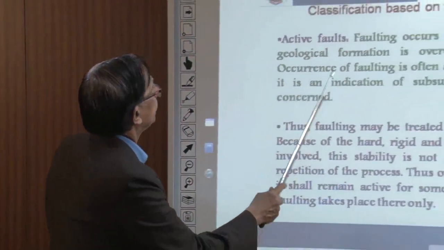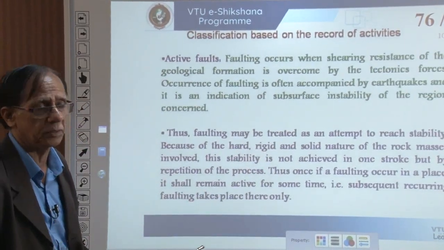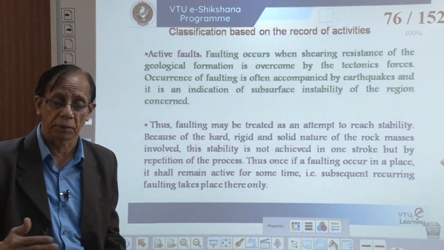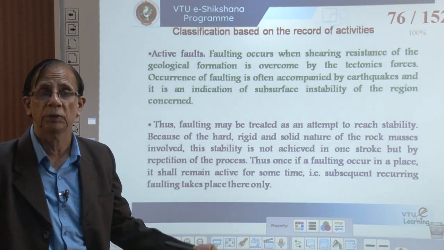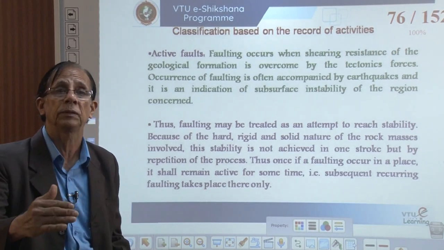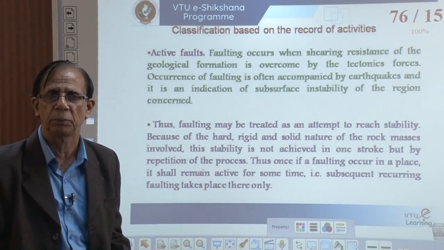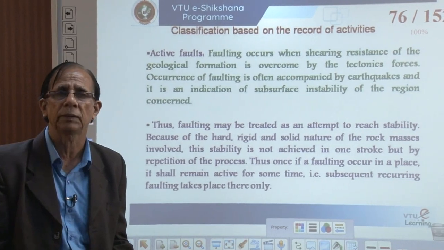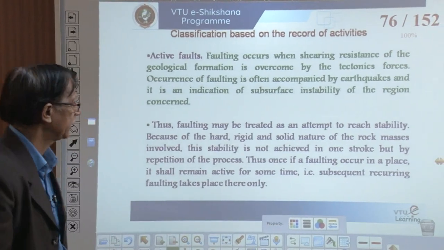Right, so we will continue. The classification based on the record of activities is also used. These are very important for major structures like a dam site, a structure which has to last for more than 100, 200, 1000 years. I have to look into the record of activities, whether earthquakes or faults have taken place in that place several times. For example, in Japan, every 30-40 years they have volcanic activity or an earthquake, etc. Then they have to be very careful in construction activities.